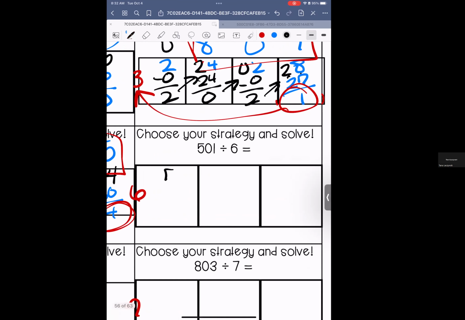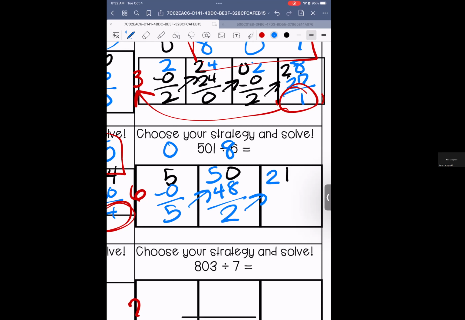501 divided by 6. 6 does not divide into 5. But it does divide into 50. 6 times 8 is 48, which leaves us with 2. 6 goes into 21. 3 times is the closest, which gives me 18. I have 3 left over. 3 is less than 6, so that's okay. 83 with a remainder of 3.